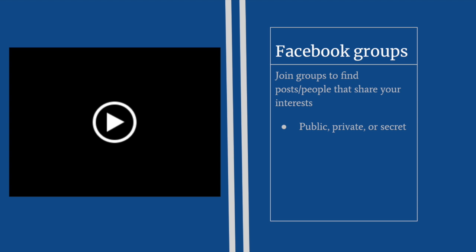Facebook groups are places where people with common interests can share their thoughts and ideas, and the groups can either be public, private, or secret. Secret Facebook groups are special because the only way you can join them is if someone already in the group invites you into the group.